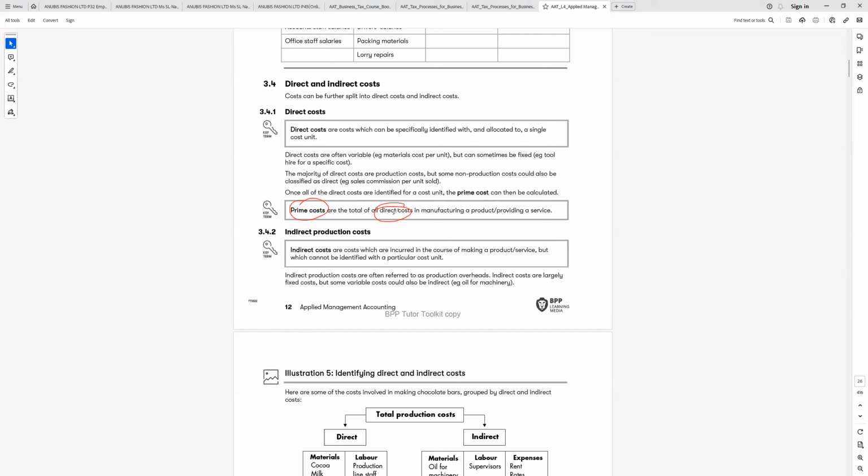Then we have the next one, that is indirect production costs. Indirect costs are the costs which are incurred in the course of making a product or service, but which cannot be identified as a particular cost. We have discussed that as well.